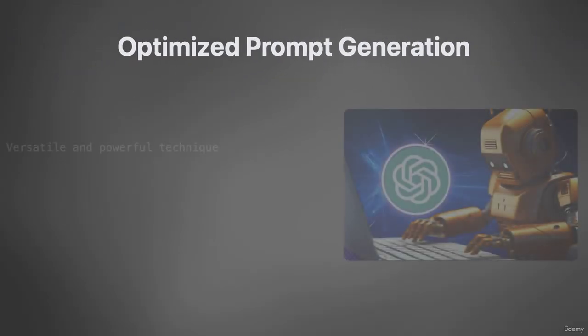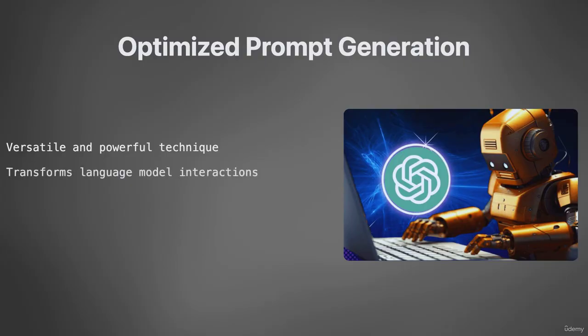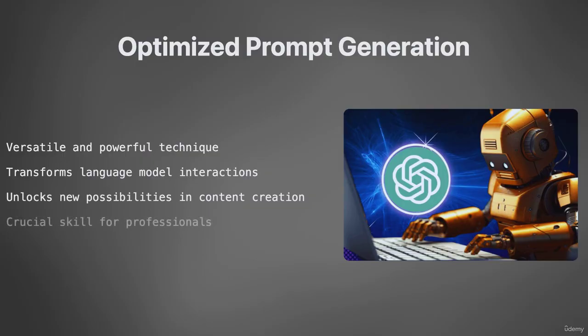In conclusion, optimized prompt generation is a versatile and powerful technique that is transforming the way we interact with language models and leverage their capabilities. By understanding the principles of prompt engineering and applying them to real-world applications, we can unlock new possibilities in content creation, task automation, and personalized assistance. As language models continue to evolve, the importance of optimized prompt generation will only grow, making it a crucial skill for professionals across various industries.